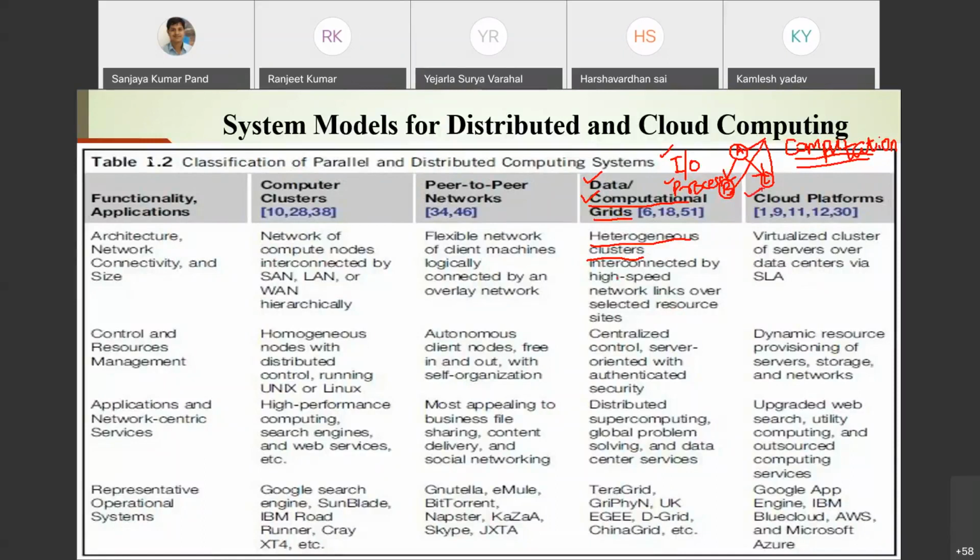The third type of platform, in addition to the work provided by the data or computational grid, P2P network or computational cluster, is the cloud, which adds some business concepts. It is business oriented. It offers virtualized clusters of servers over data centers via SLA. SLA stands for service level agreement. In software engineering, we studied something called SRS. While you are preparing the document, the client and provider sign a particular document, called the SRS document, software requirement specification.